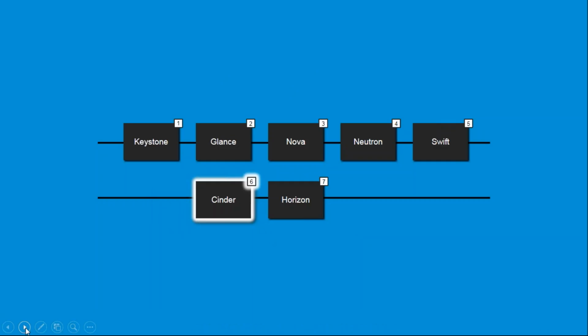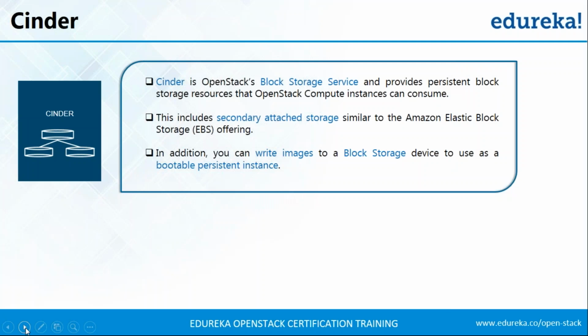Good. So next up we've got Cinder. Now I really love the names of all the OpenStack services. I think they're really fancy. I love the name Cinder. I don't know why. Now Cinder is OpenStack's block storage service. You might be asking me, what is the difference between Swift and Cinder? They are both meant for storage purposes, right?